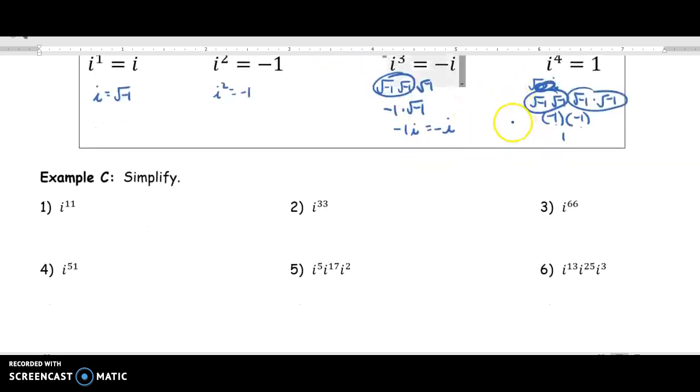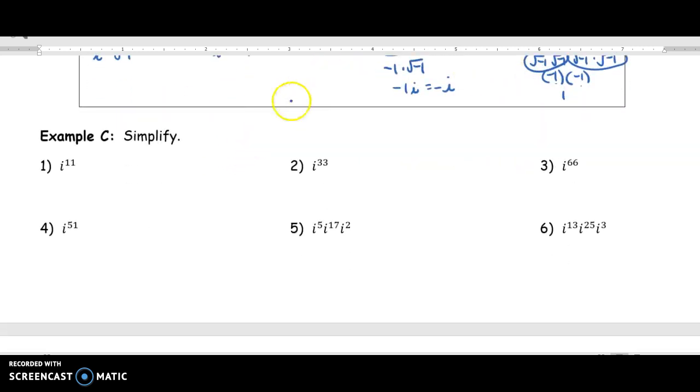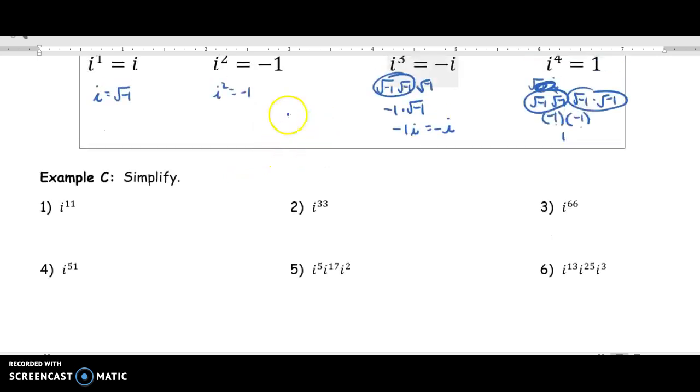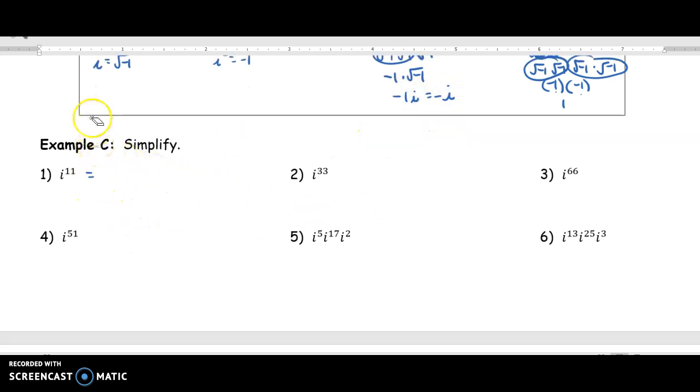So this right here basically helps you figure out what all of this means. Now what I like to do is figure out how many i to the fourth, because anytime I see i to the fourth, it gets replaced with 1. So when we go to do a problem like number 1 here, what we're trying to do is figure out how many i to the fourths go in here. So what I do is I take 11, the exponent, and divide it by 4.